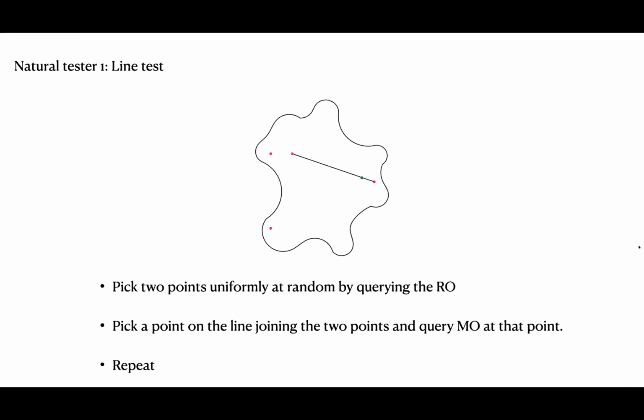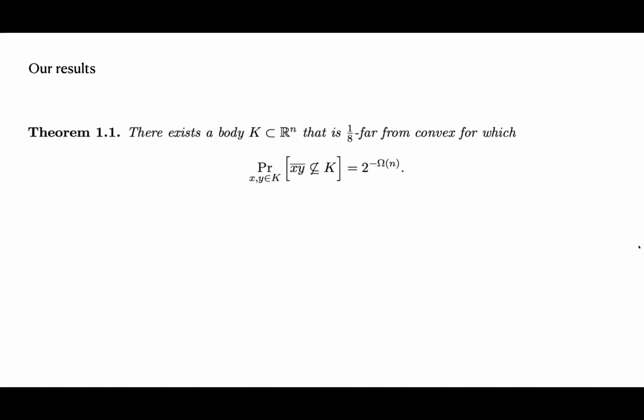You repeat that a bunch of times, and if you find a violation of convexity, then you say the body is not convex. And even after repeating a lot of times, if you don't find a violation of convexity, you output the body is convex. So this simple line test, an implication of the first result of our paper, is that the line test is not efficient.